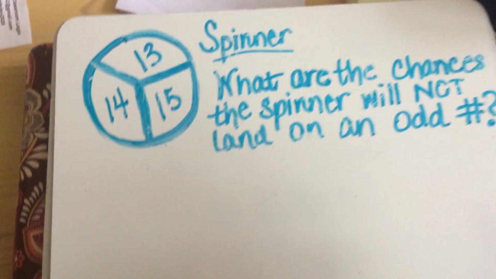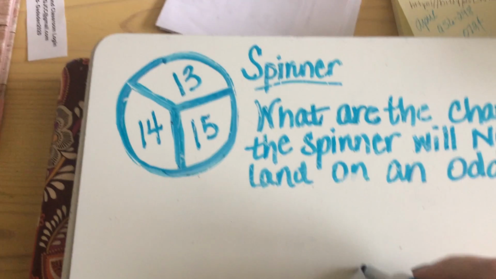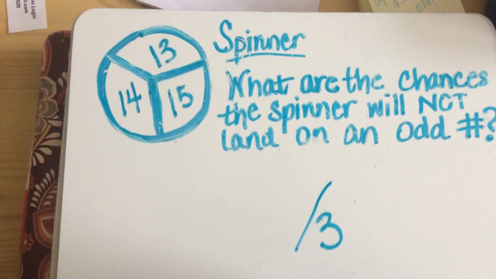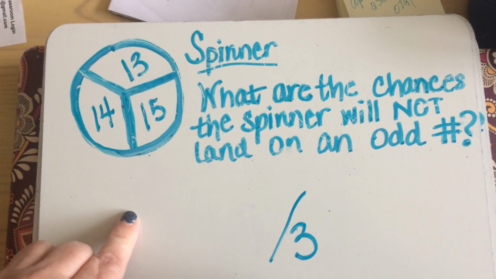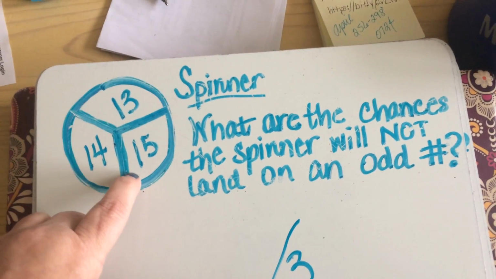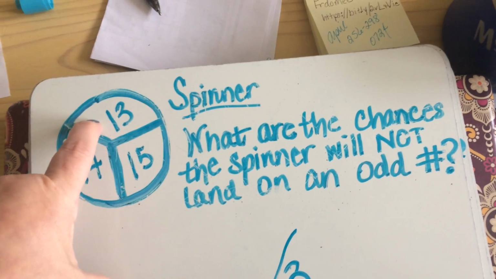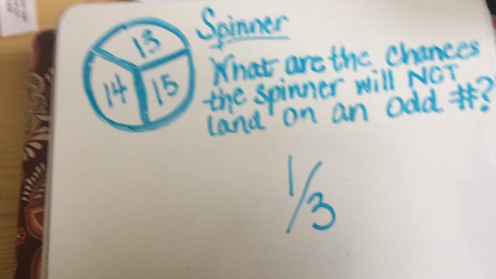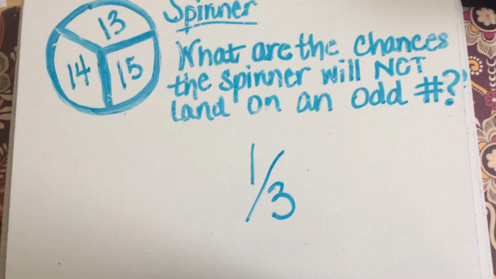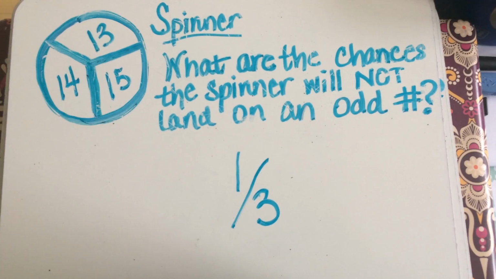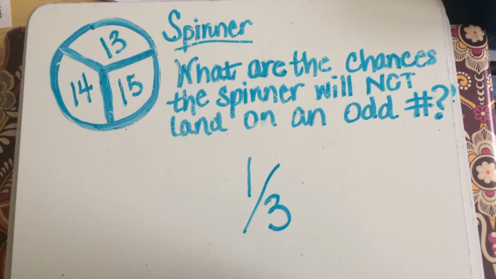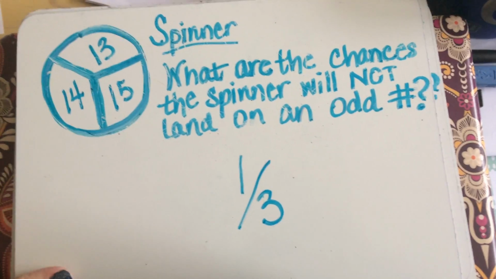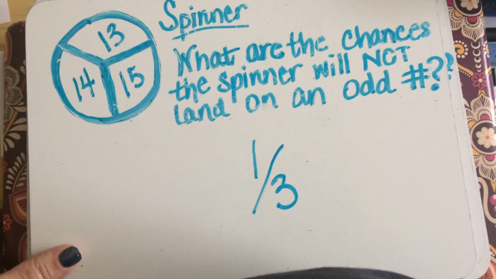Out of the 3 sections, or the 3 chances that you have, how many of them are not odd? Well, 15 is odd, 13 is odd, but 14 is not. So you have 1 that is not odd. So you have 1 out of 3 chances. You could spin that spinner 3 times, and 1 time is not going to land on an odd number.